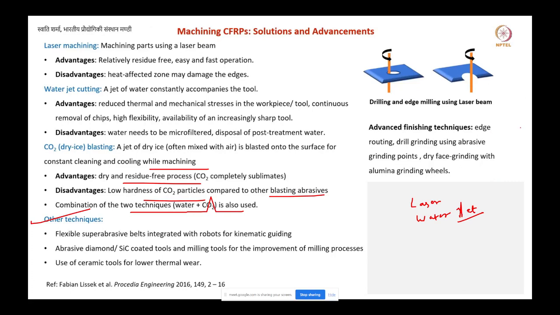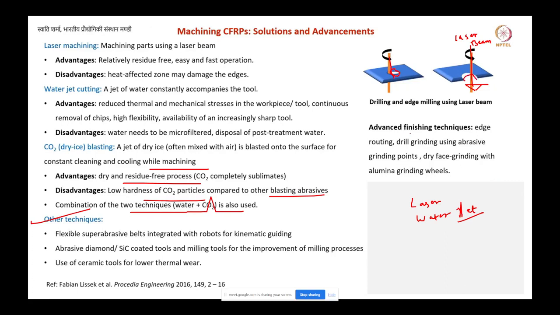So here you can see that this is an edge milling using a laser beam. So this is your laser beam. The laser beam is coming here, and this is your drilling. Okay, so inside you will drill, and this is your edge milling. So you are just cutting out the edge.